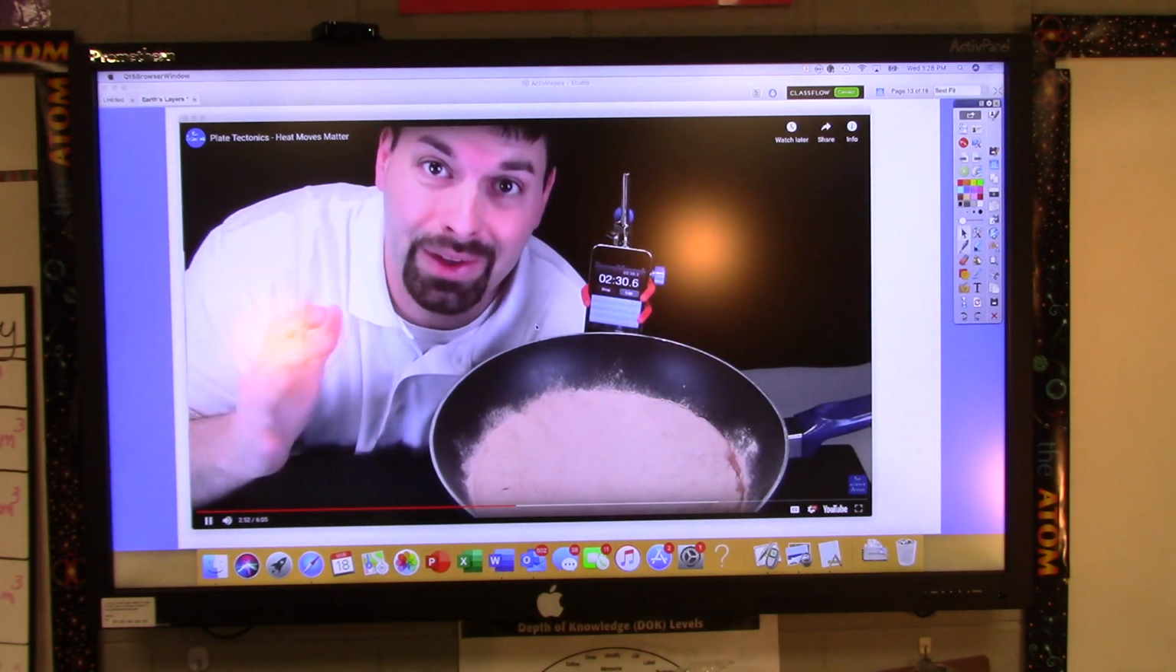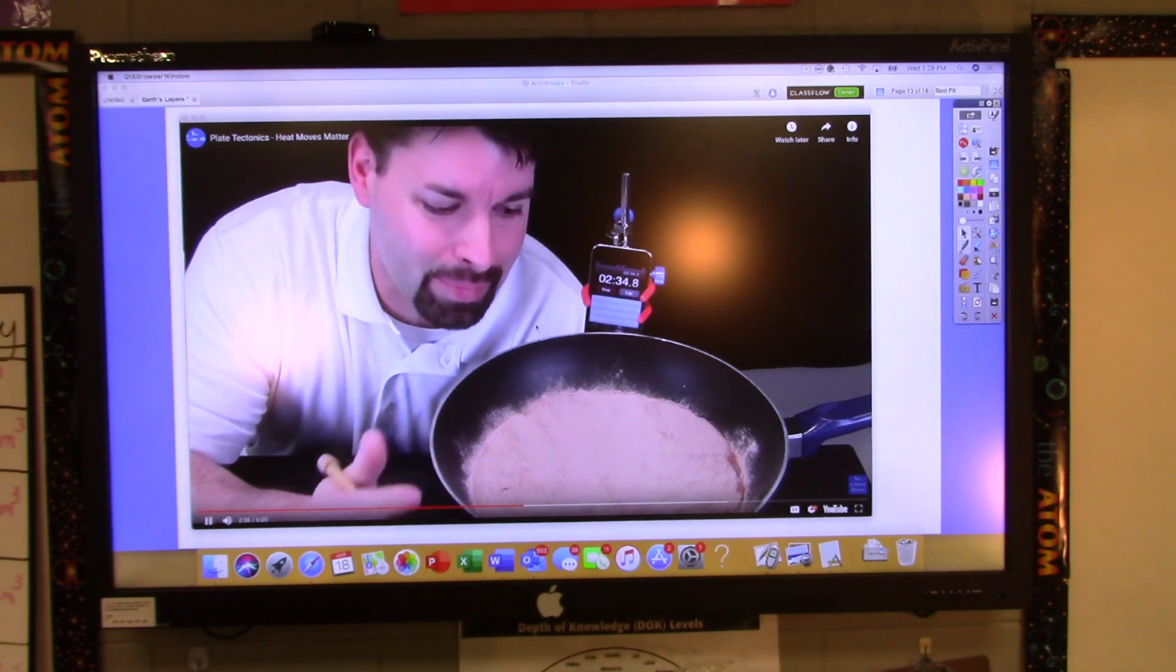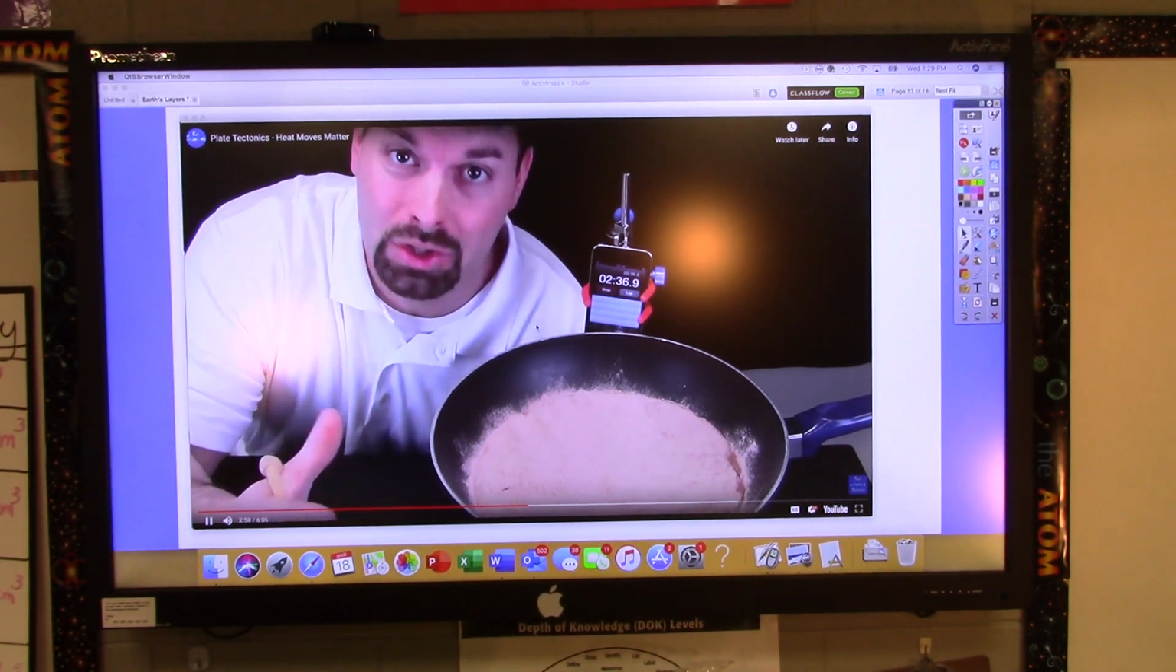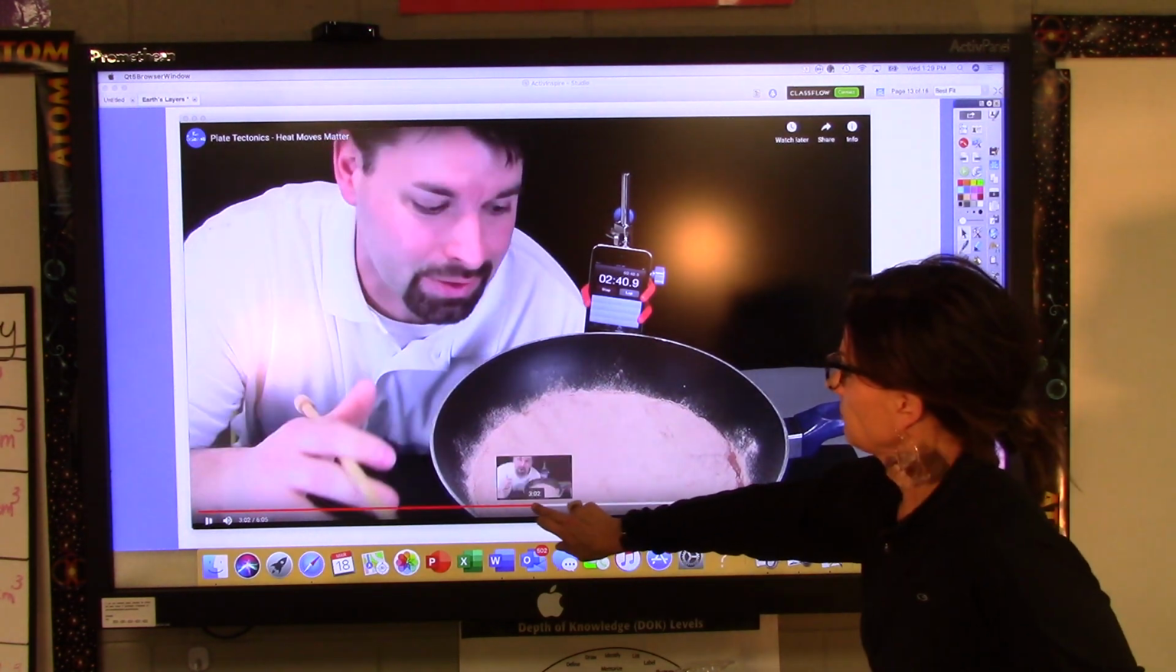So our timer's going. Let's take a look at this setup and see what's going on here. Inside the pot, we have our liquid matter, much like the Earth, and we're heating that liquid matter, much like the Earth.